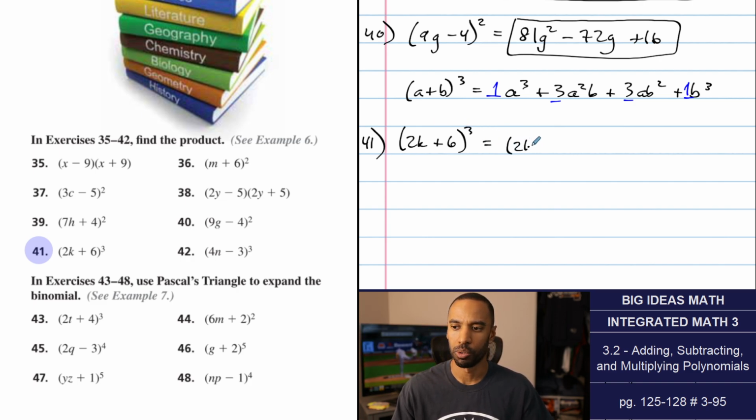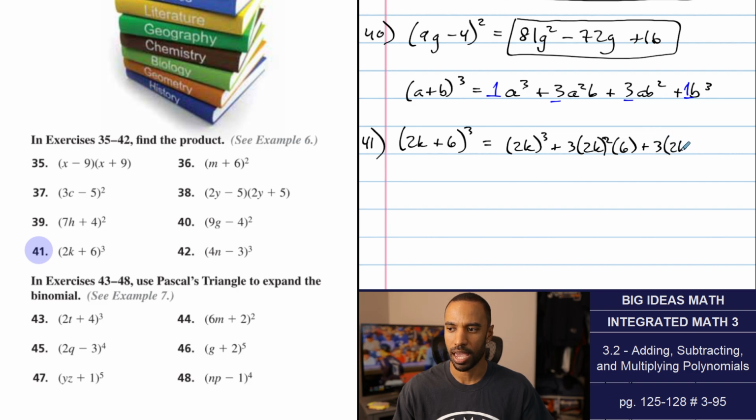So we are going to cube 2k. Leave the 6 alone. Plus 3 times 2k gets squared. Whoops, 2k gets squared. 6 is raised to the first power. Plus 3 times 2k is raised to the first. 6 is squared. Plus 6 gets cubed.